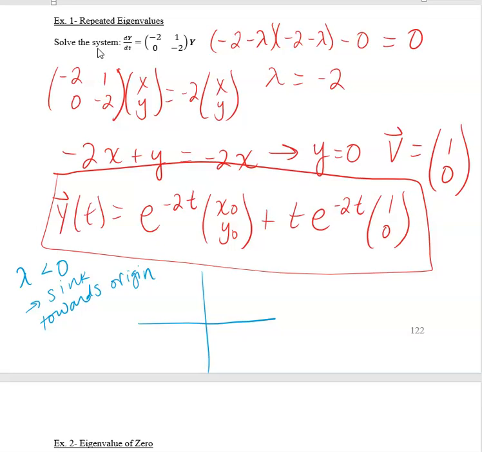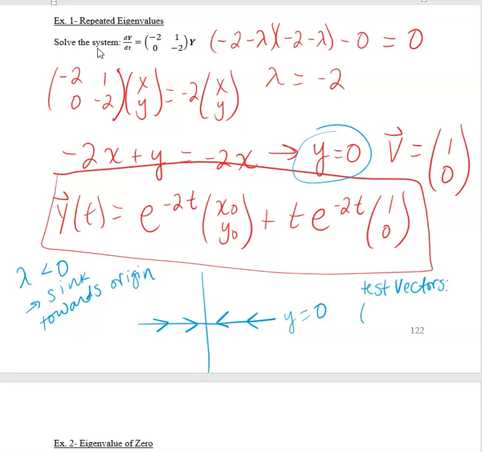Well, first of all, before I get too involved, let me go ahead and graph the straight line solution. Remember, it was just y equals 0. So that's our x-axis. And like I said, we know that they're going to go towards the origin because of the negative lambda value. Let's do a couple of what I'm going to call test vectors. What I mean by that is I'm going to choose some points on the graph, draw the vectors at those points, and see what direction things go in.